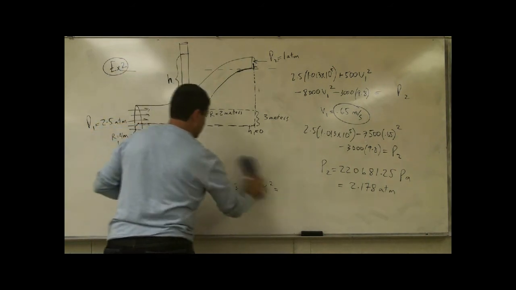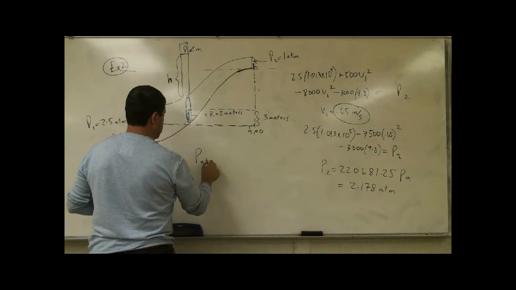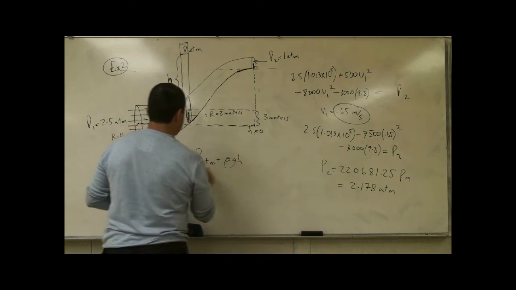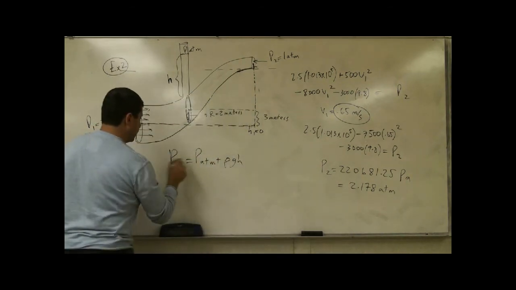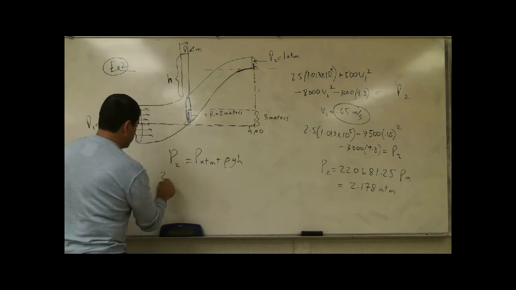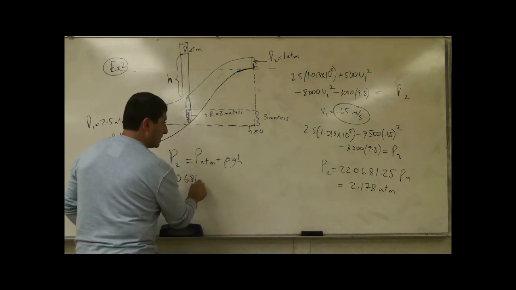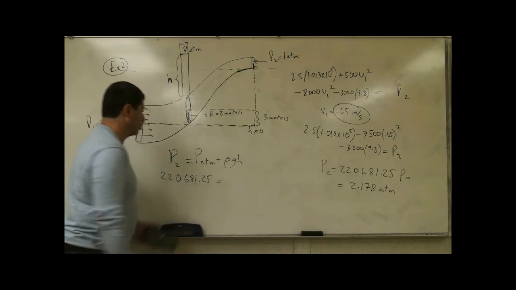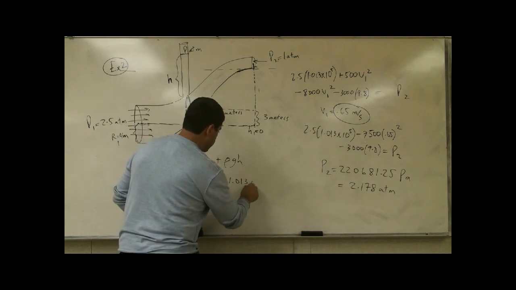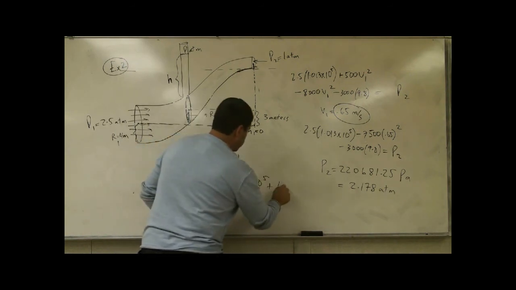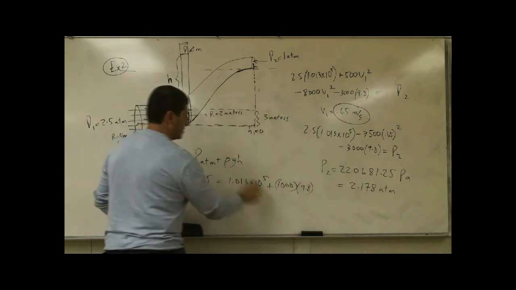So we're going to say the pressure of the atmosphere, plus the density of water times g times h, that's equal to the pressure of the fluid over here, and that's just equal to what we're calling our P2, right? So that would be 220,681.25, and that's equal to the pressure of the atmosphere, which is equal to 1.013 times 10 to the 5th plus 1,000 times 9.8 times H.